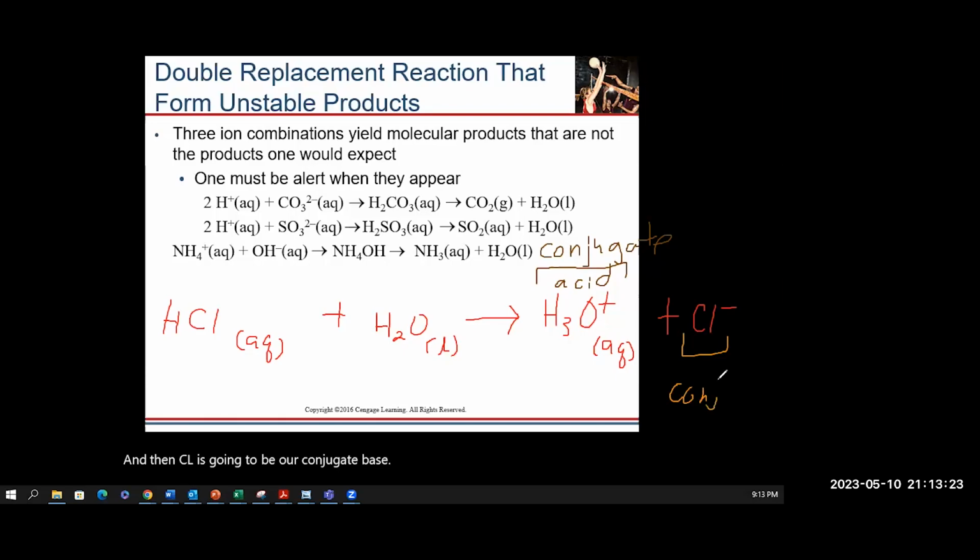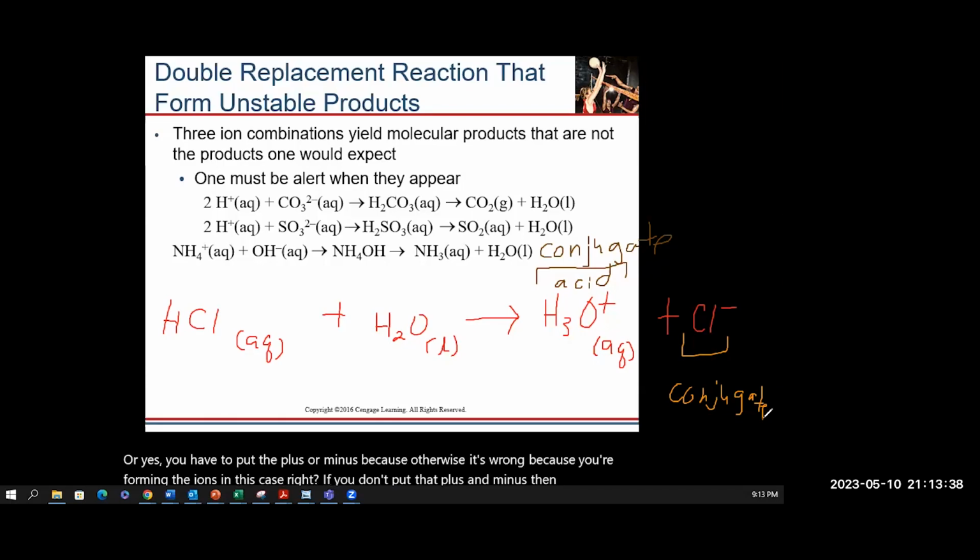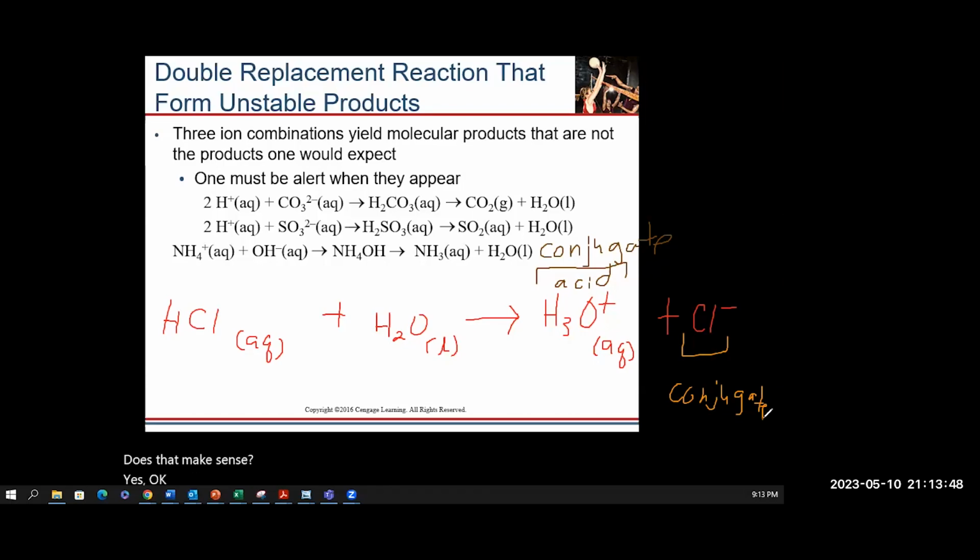Do you have to, on the product side, put the plus and the minus? Yes, you have to put the plus or minus, because otherwise it's wrong, because you're forming the ions in this case, right? If you don't put that plus and minus, then it's incorrect. Does that make sense? Yes, because in this case, you're getting total dissociation. Those ions are splitting up, and so they have to be shown to be ions.